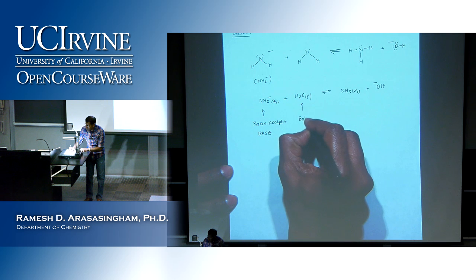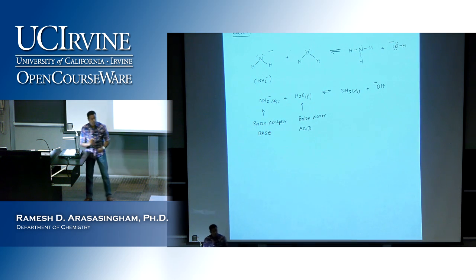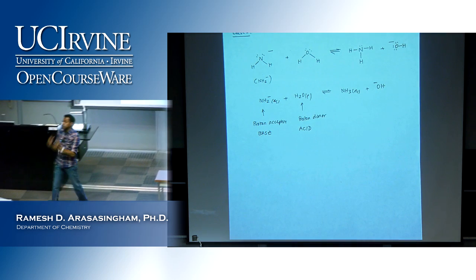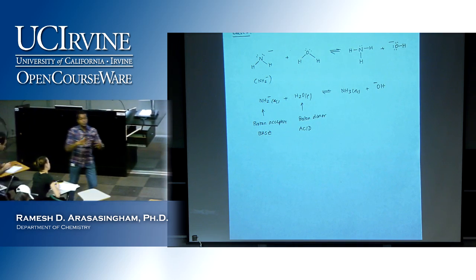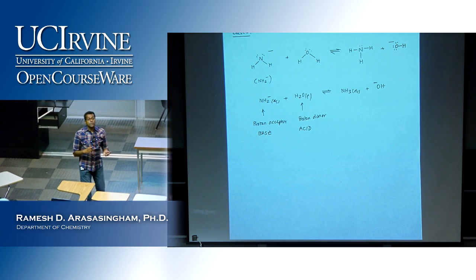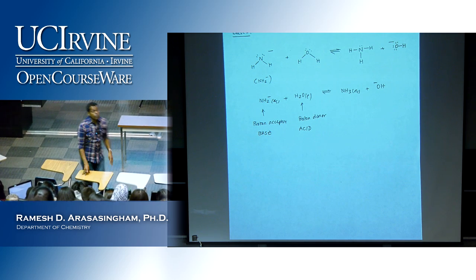Water is the proton donor, so water is the acid. All right, so we're now looking at an example of a base, which is NH2 minus. If you place NH2 minus in water, you would see that the water donates the proton. So now water is acting as an acid. Now this is for the forward reaction.